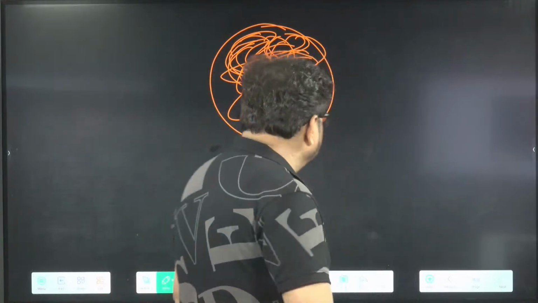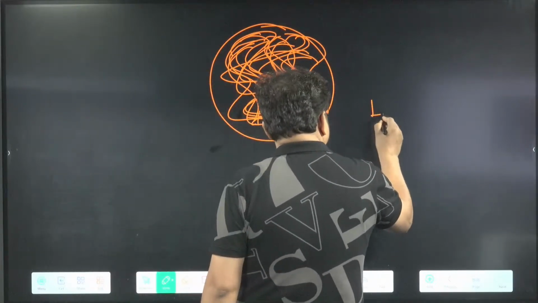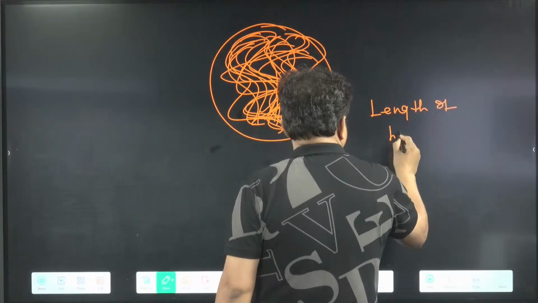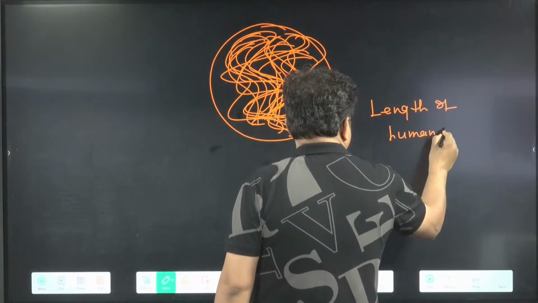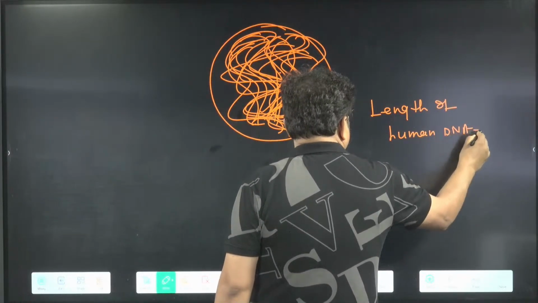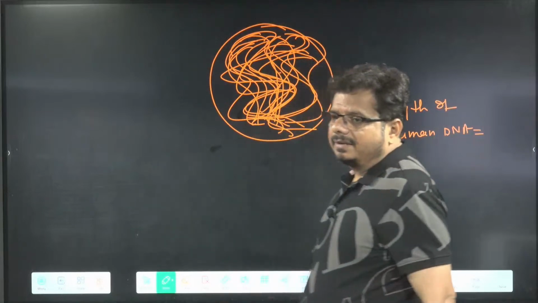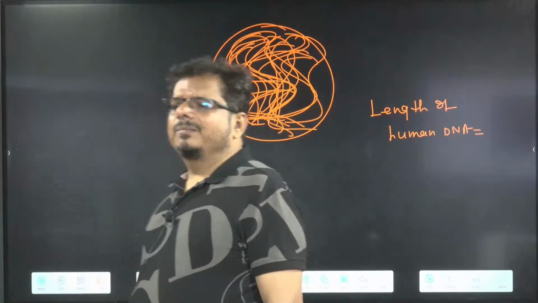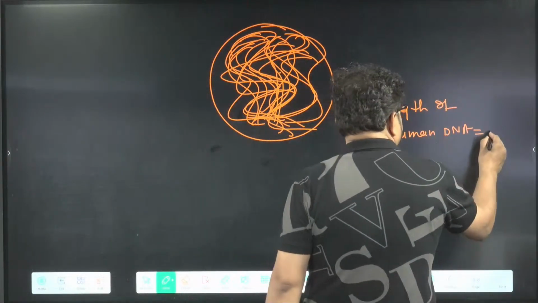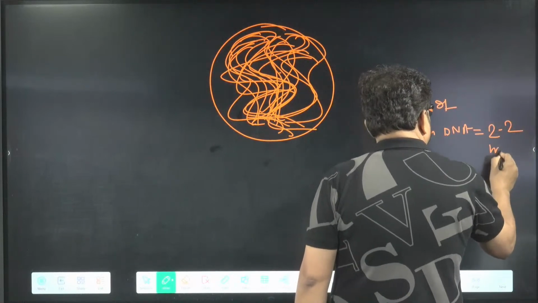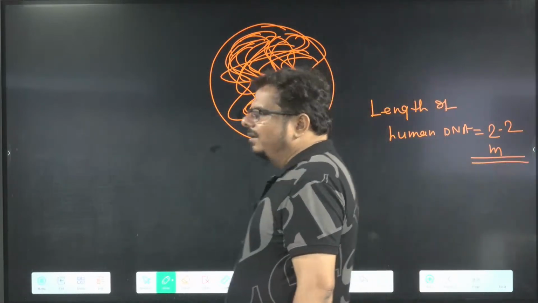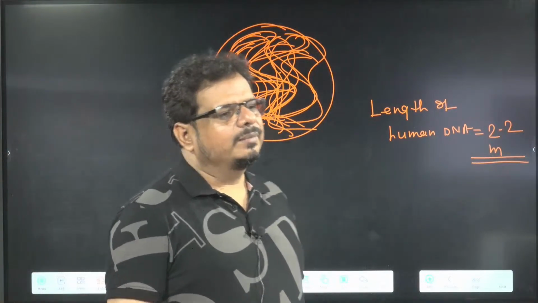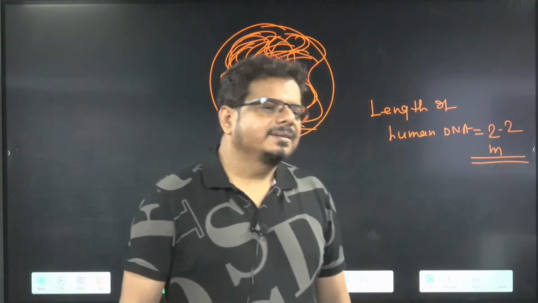46 DNA. Now I am telling the length of human DNA. How much is it? Write your answer. In this chapter, NCERT wrote approximately 2 meter. It is written, right? And in Molecular Basis of Inheritance, it is written 2.2 meter. So 2.2 meter is exact and 2 meter is approximate. In cell structure, they wrote approximately 2 meter. In Molecular Basis of Inheritance, they wrote the exact size, that is 2.2 meter.